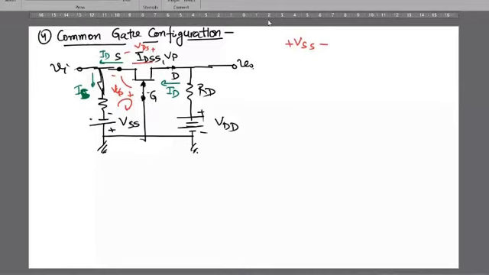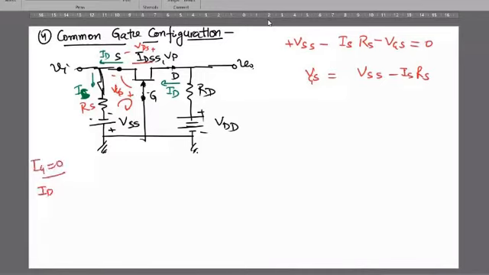So in this case we go for VSS minus IS into RS minus VGS equals 0, and VGS you can calculate as VSS minus IS RS. And simply you know that IG equals 0, so ID is approximately equal to IS, so VGS equals VSS minus ID into RS. This is the first equation.